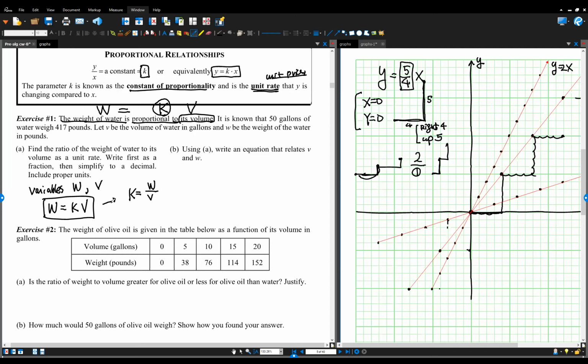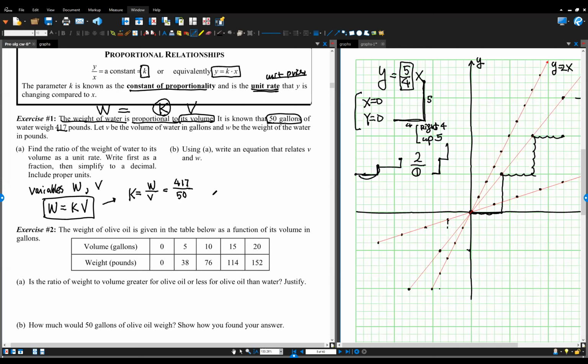Because we need two numbers, right? One pair of numbers. When W is how much? When W is the value over here, 50 gallons of water. That's the value, isn't it? So B equals 50 gallons. Where is the weight? 417 pounds. Wow, very big number. That is okay. This is the value of K.